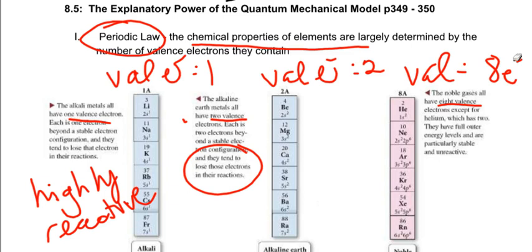You can say the same thing for the fluorine family, group 17. They're all nonmetals with 7 valence electrons. They're trying to get that next electron to be stable like the noble gases, and they all have that in common. So this is the idea of the periodic law, that these chemical properties are largely determined by the number of valence electrons they contain.